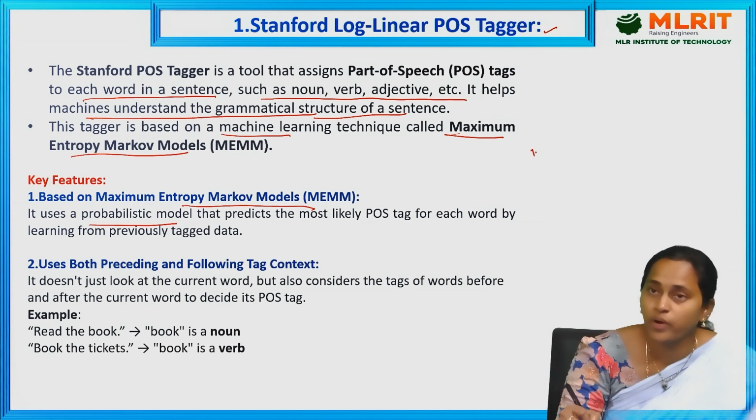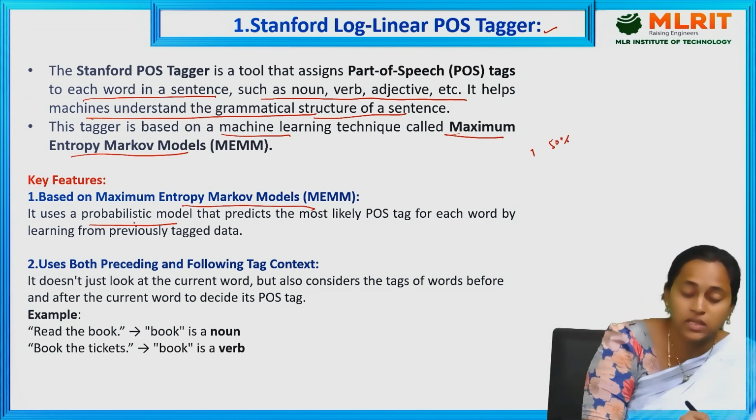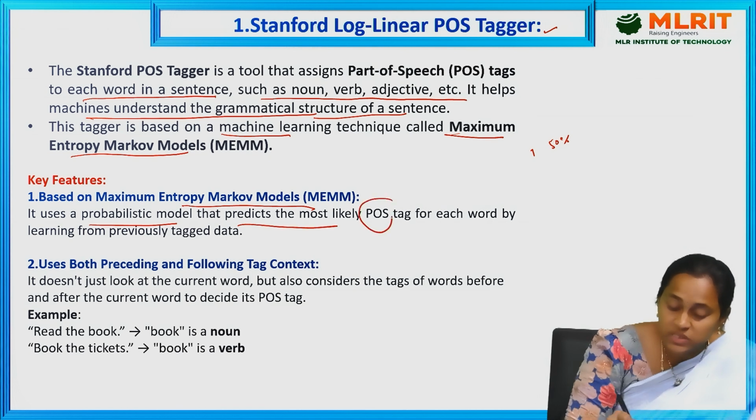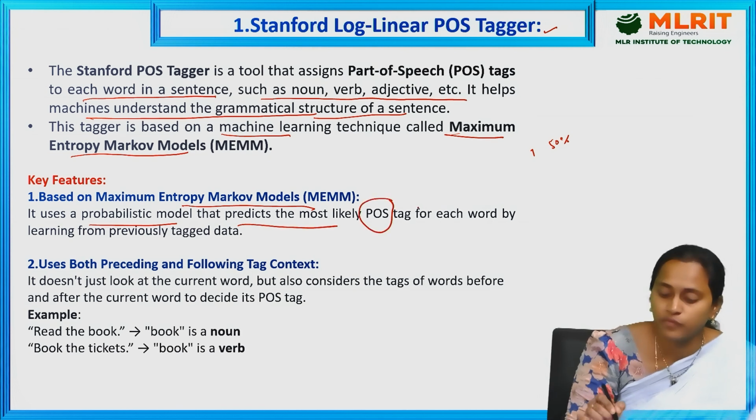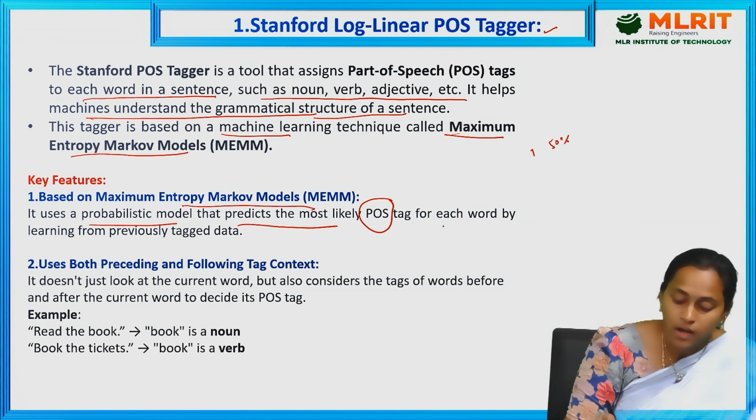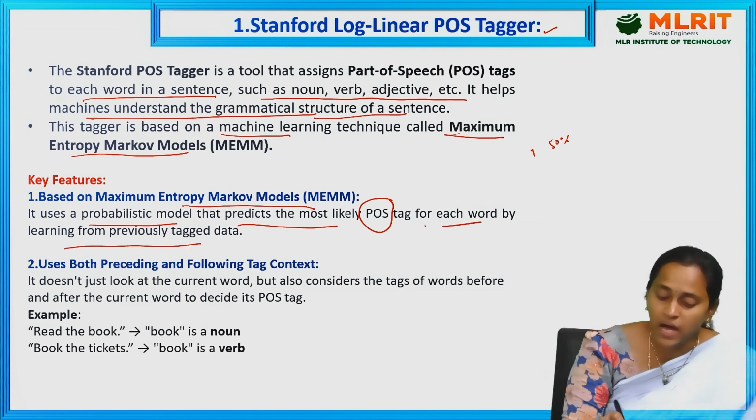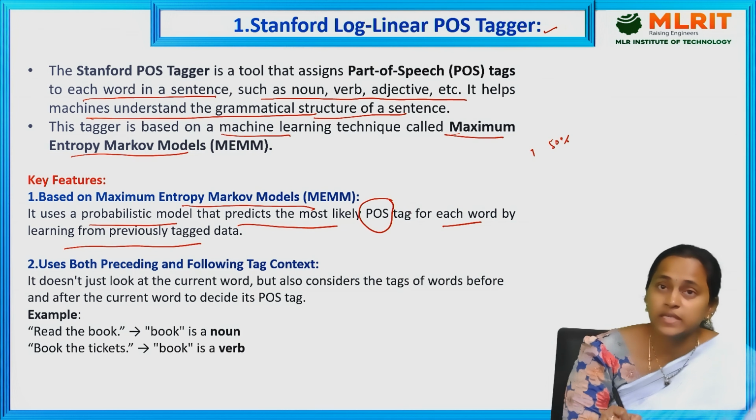That means 0 point something, like 0.5. That means how much the word is important in the particular sentence. This is called a probabilistic model to predict the most likely POS tag, that means how important the particular word is, for each word by learning from previous tag data. That means we have to find out the POS tag. Which one is more likely depends on the previous tag, previous word.